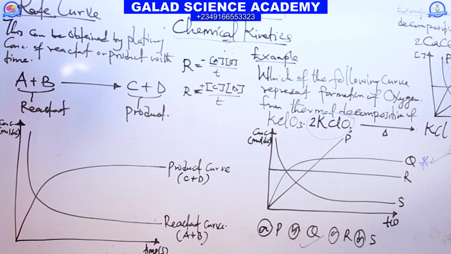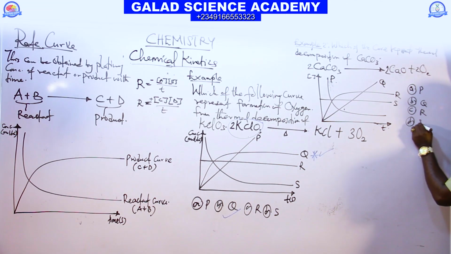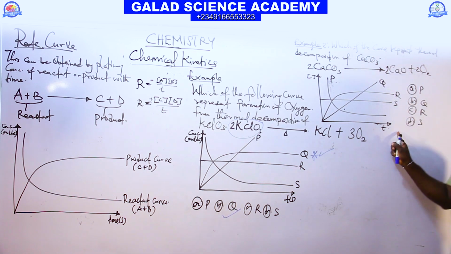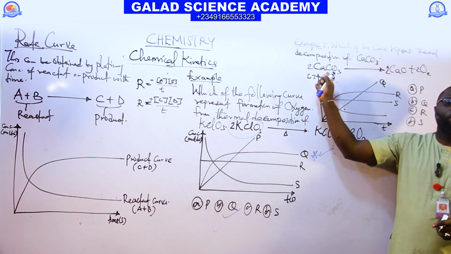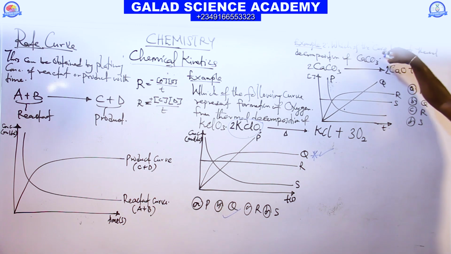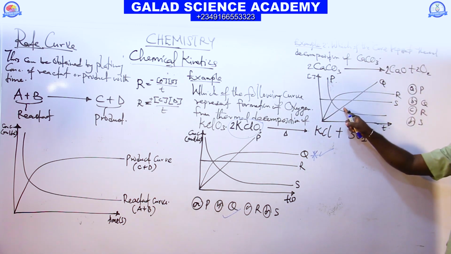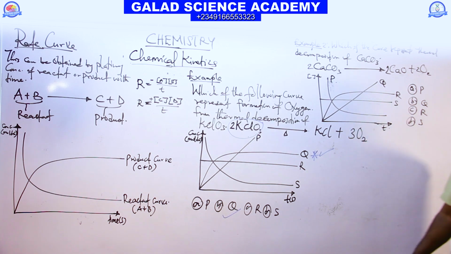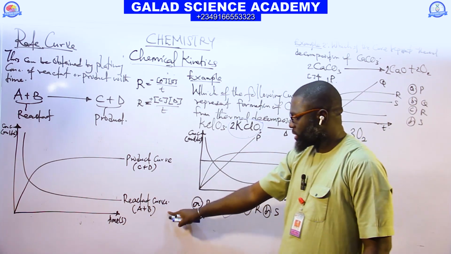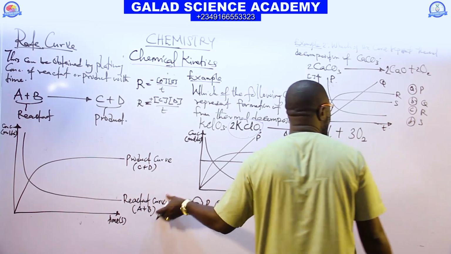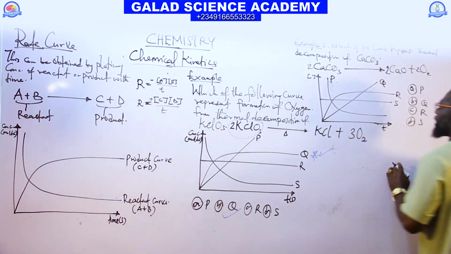So we now have the first option A, P. Second option B, Q. Third option C, R. D is X. Which of the curves represents the decomposition of limestone? The calcium carbonate can be found at the reactant side. So which of these curves represents the reactant curve? By applying this, the reactant is this one.